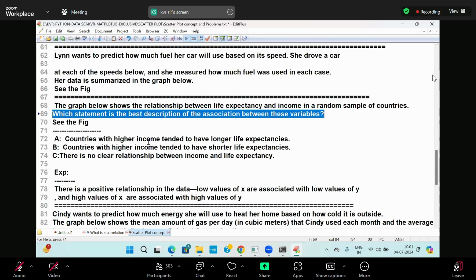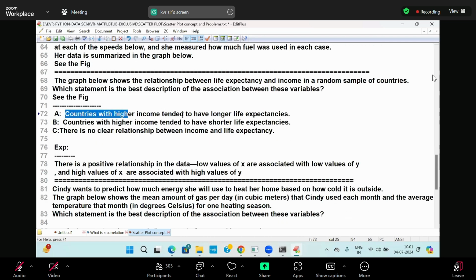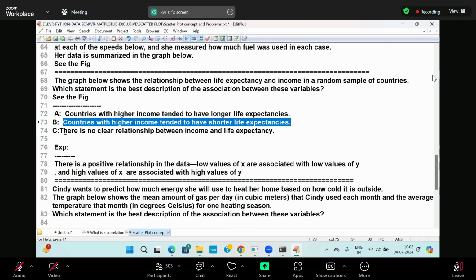When you are 25 to 40 to 50 years old, you are working hard and your economy is increasing. When you get to 60, 65 years, will you work like at 25 years? When you come to 60 years old, will you work very well? No, at that time the economy will be what? You just see the possibility. Countries with a higher income tended to have what? Longer life expectancies. Countries with a higher income tended to have what? Shorter life expectancies. There is no relationship between income and life expectancy.